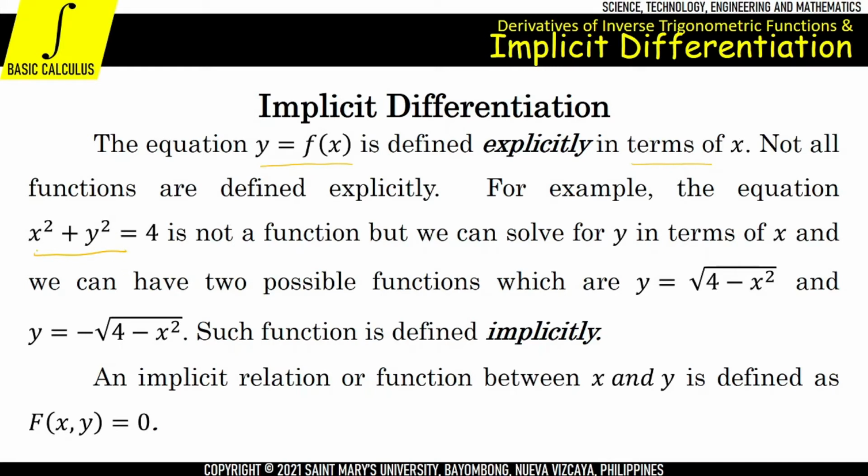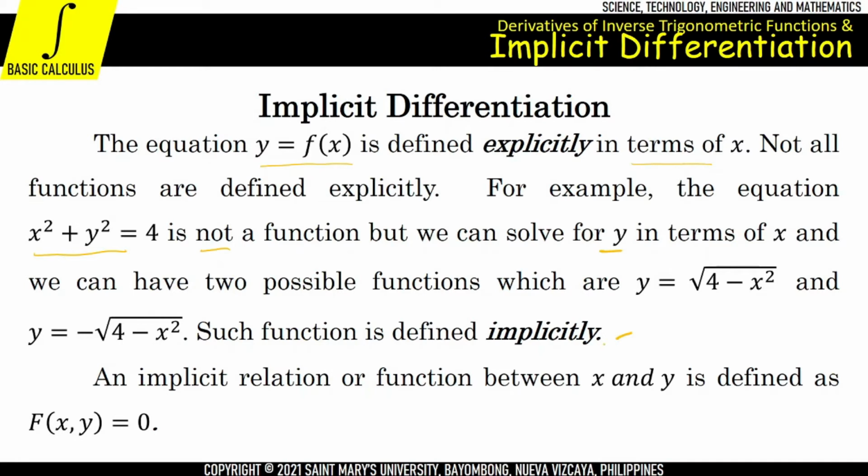From pre-calculus, this is an equation of a circle. However, this equation is not a function. From general mathematics, by the vertical line test, it does not satisfy the one-point intersection with the vertical line. But of course, we can solve y in terms of x. And we can have two possible functions such as y is equal to the square root of 4 minus x squared and y equals negative square root of 4 minus x squared. Now, such a function is defined implicitly.